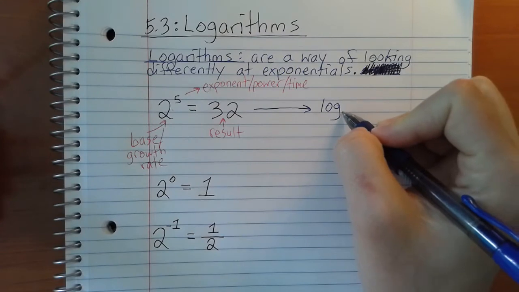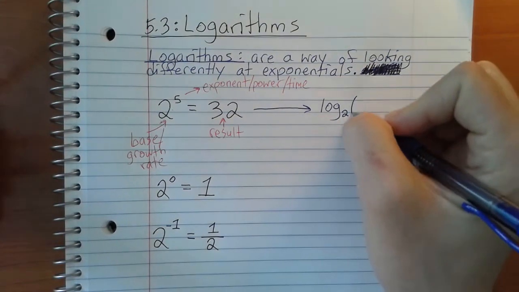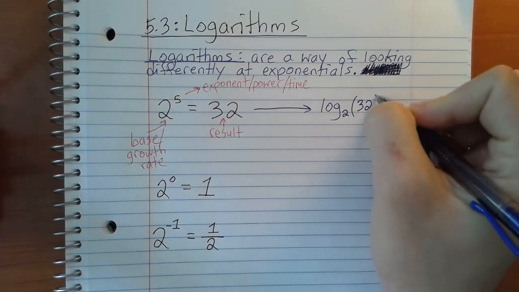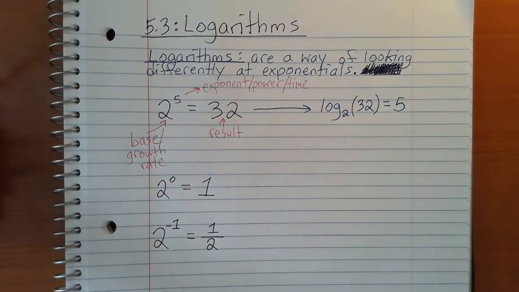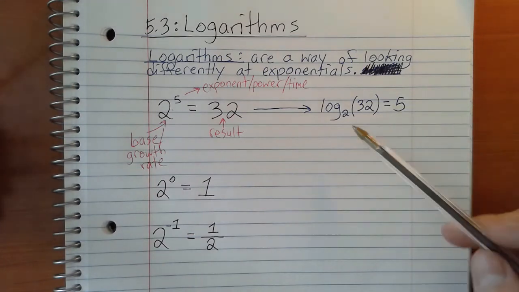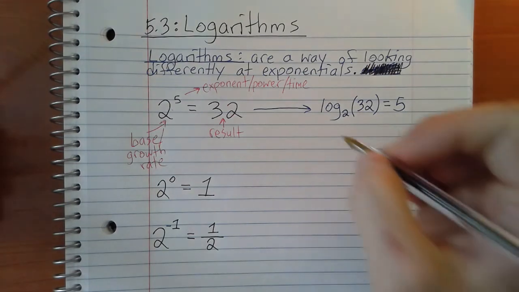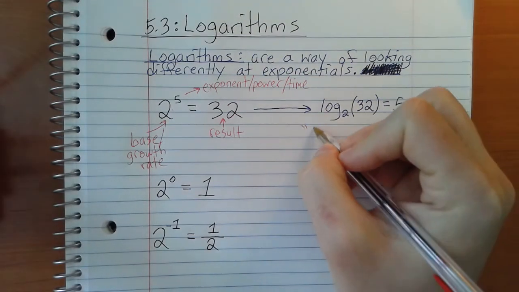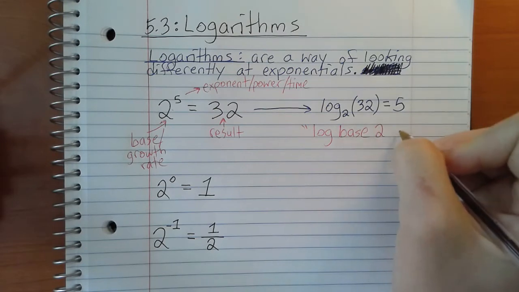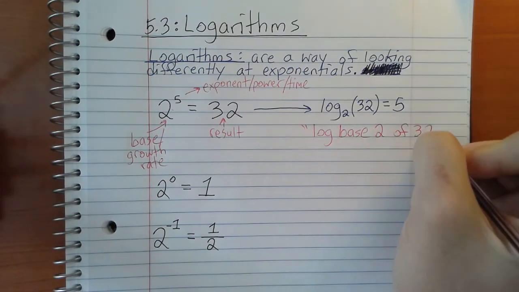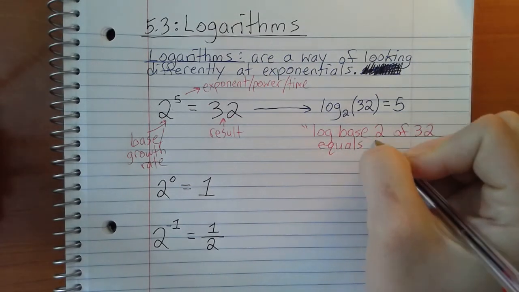And we would have the base of 2, just like the base over here. We have an input, which is 32. And the only thing left is our exponent. So I would read this as the log base 2 of 32 is equal to 5. And I'm going to write that out right underneath. Log base 2 of 32 equals 5.